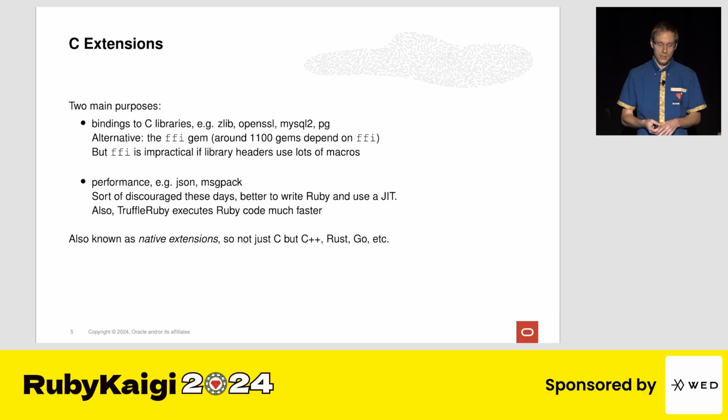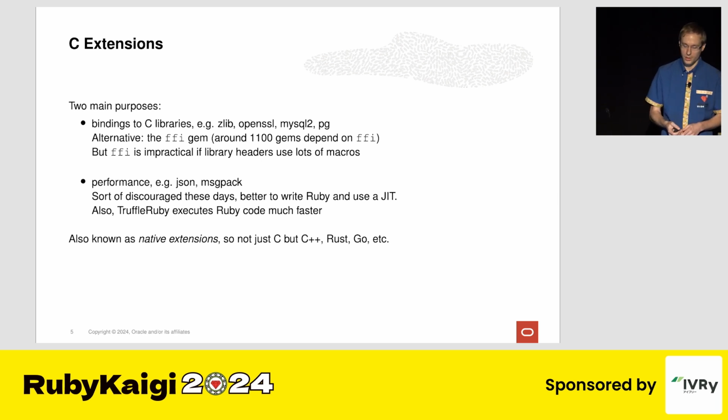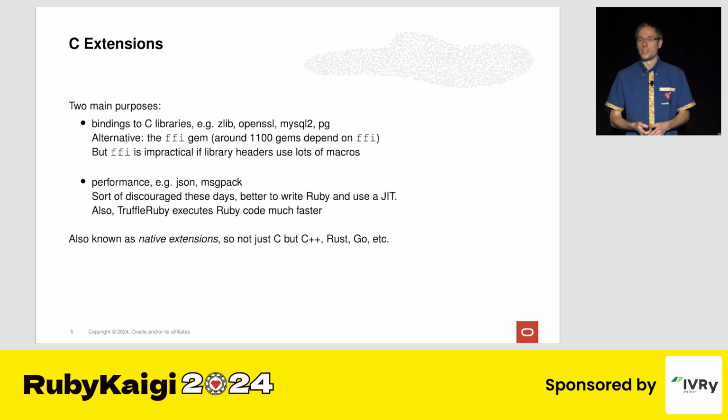And the alternative, the typical one, is to use the FFI gem. There are about 1,000 gems using the FFI gem, but that's still only a small portion compared to the number of C extensions. And the FFI gem doesn't really work if the library uses a lot of macros in its headers, because you would have to replicate and copy all the logic of that in Ruby code, which doesn't feel like a good idea.